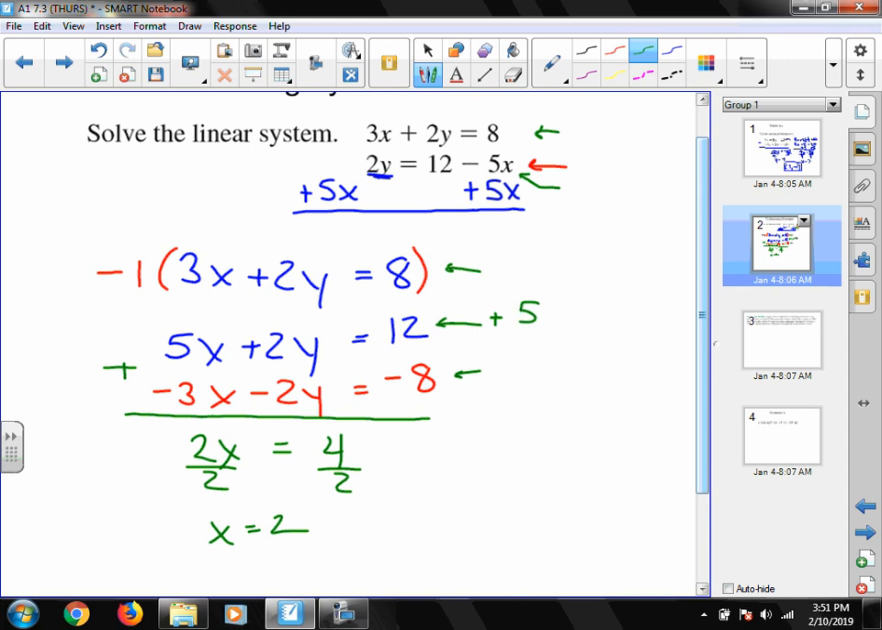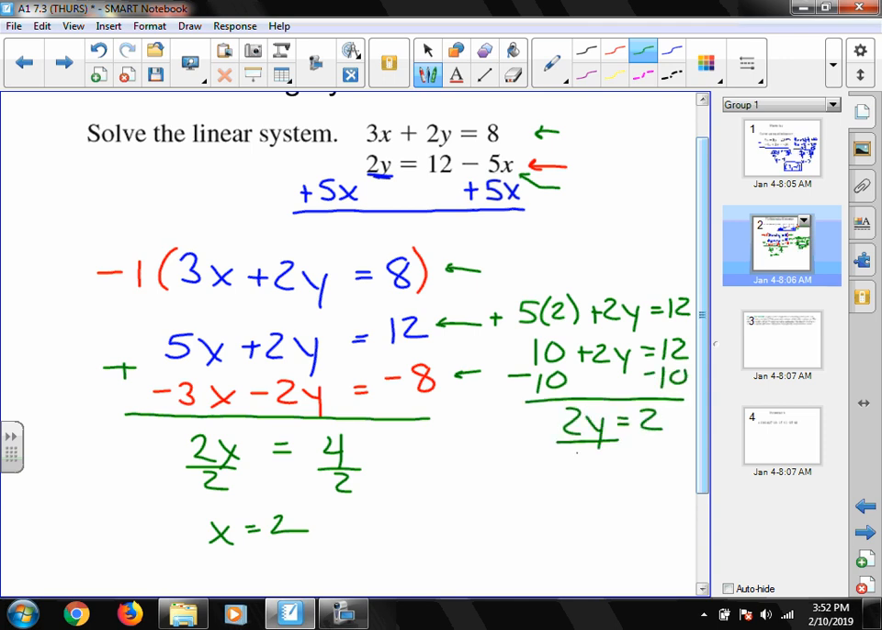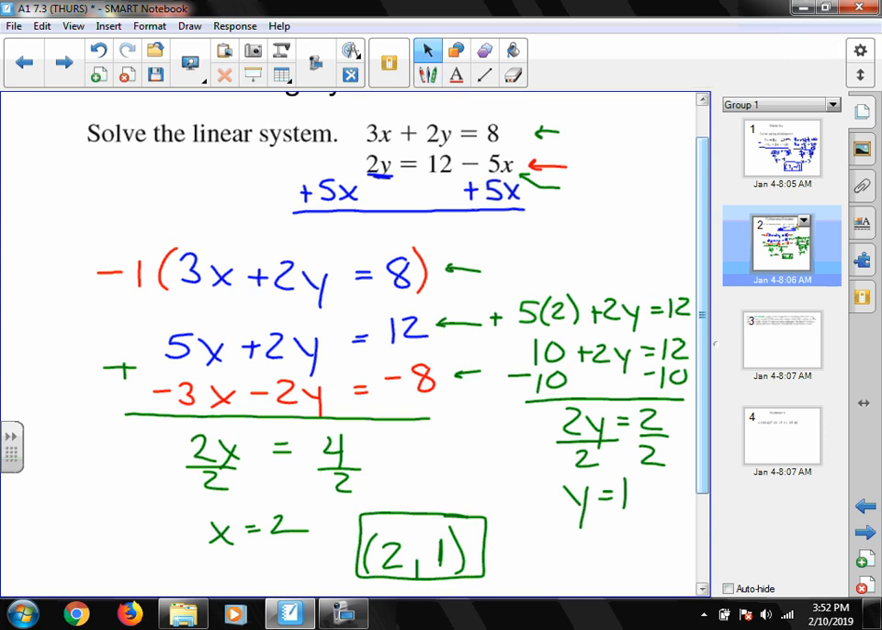So I'm going to go 5 times 2 plus 2y equals 12. So I get 10 plus 2y equals 12. Subtract 10, and I get that 2y is equal to 2. Divide both sides by 2, and y is equal to 1. Again, write your answer as an ordered pair. That's going to be very important. I will take points for that if you don't. Okay, it's that important. So, right, the ordered pair is 2, 1, and we've solved our problem, and life is good.